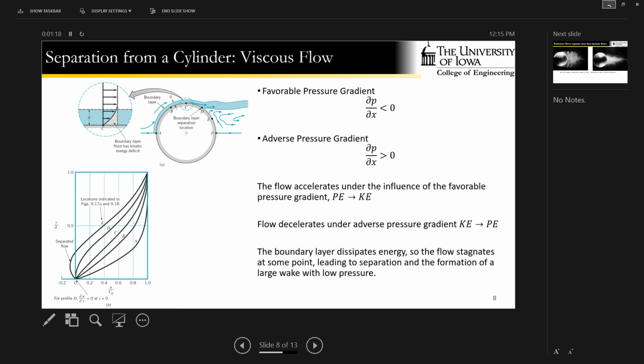This idea of separation. So I talked about how separation occurs on bluff bodies. We talked about how laminar and turbulent flow are functions of the Reynolds number. When you exceed a certain Reynolds number, the flow goes from laminar to turbulent. What I did not get a chance to tell you about, though, is how that laminar versus turbulent flow affects the flow around bluff bodies.